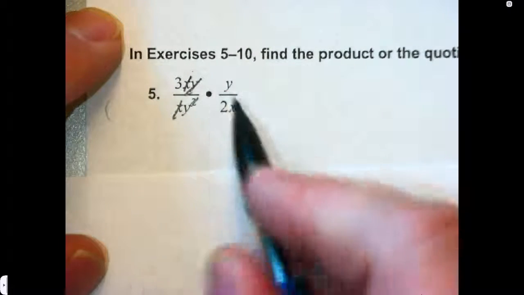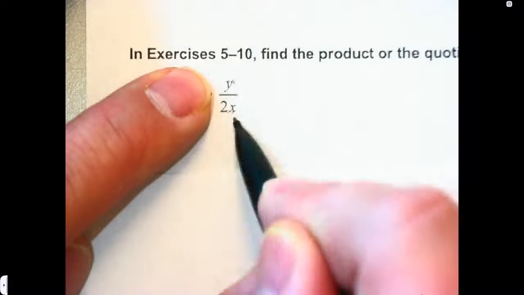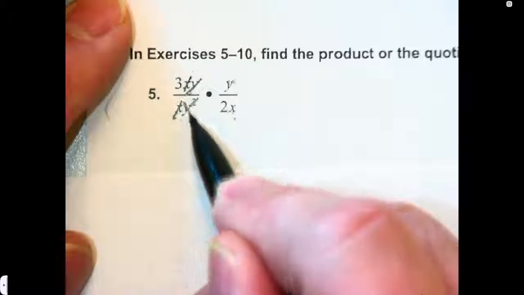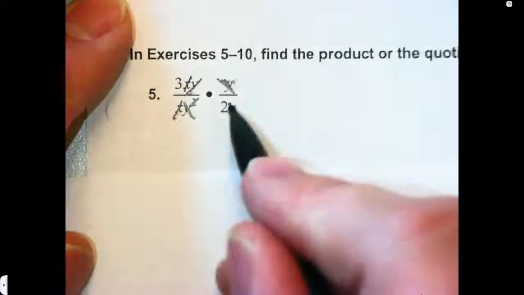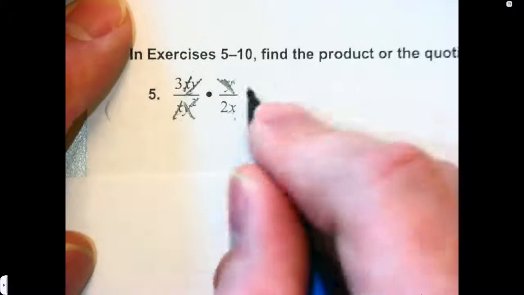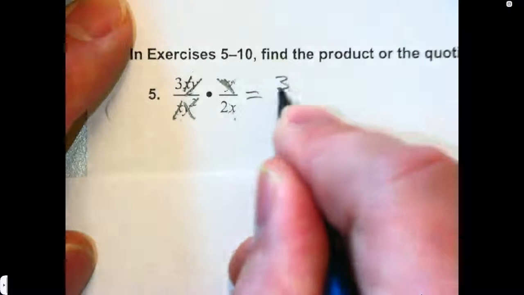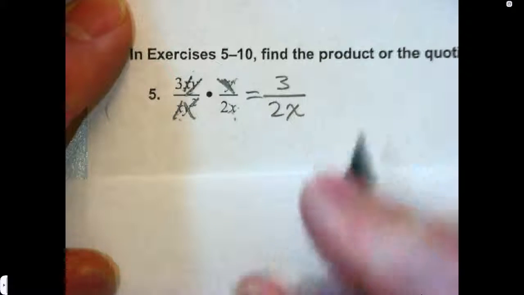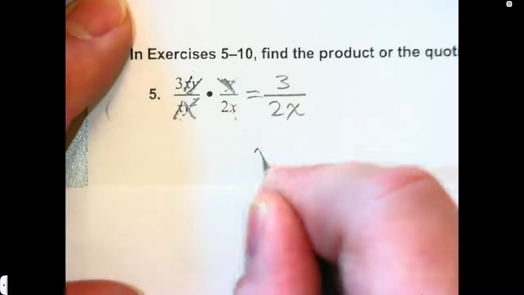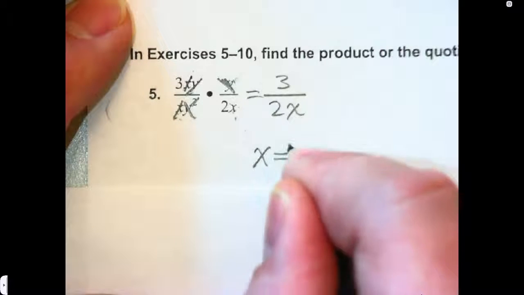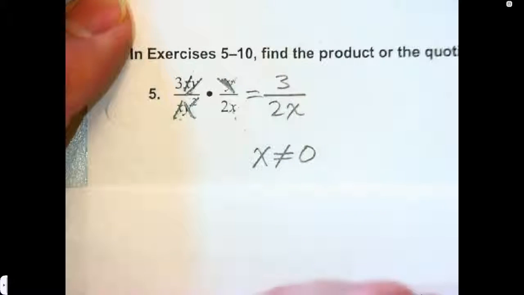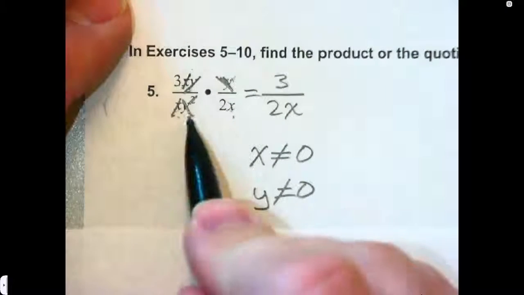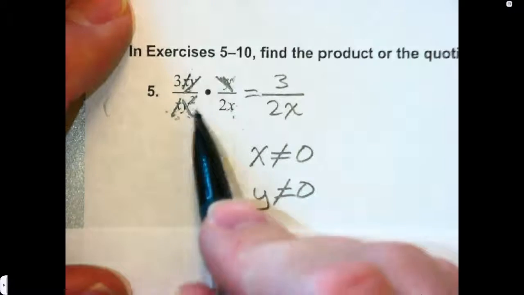Okay? Anything that reduces here? Anything that will cross-reduce? Yes, the y's. Anything that will cross-reduce? No. So numerator, 3 times 1 and 2x. What are my restrictions? Scarlett? Darren? Good. X and y cannot equal 0. Very good. Because of that x and that y, both on the bottom.